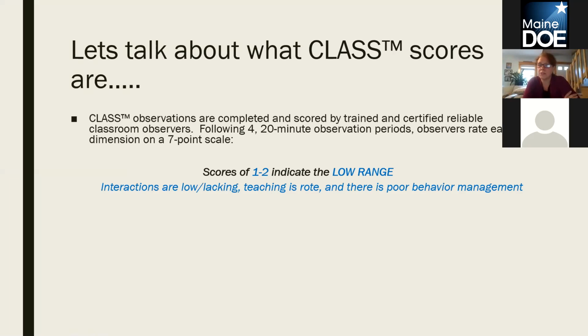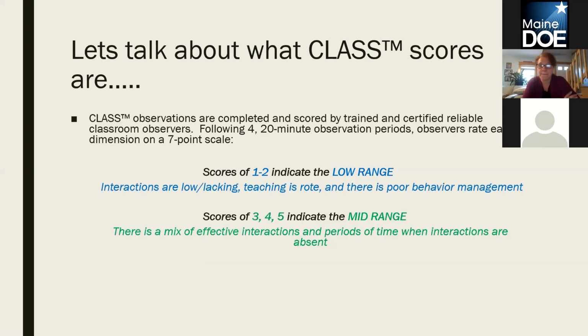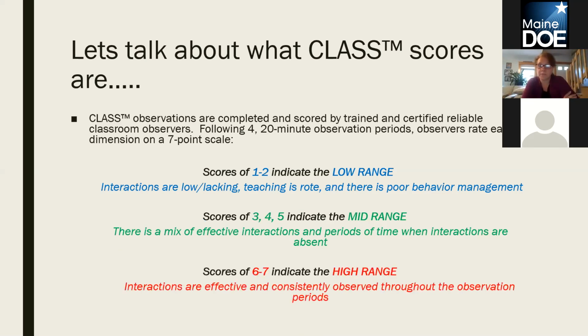Scores of 1 to 2 are indicative of the low range. Interactions that are lacking, teaching is rote, and there's poor behavior management shown in the classroom. Scores of 3, 4, and 5 are indicative of the mid-range, where there's a mix of effective interactions and periods of time where interactions are absent. And then scores of 6 and 7 are indicating the high range, where interactions are effective and consistently observed throughout the observation period.